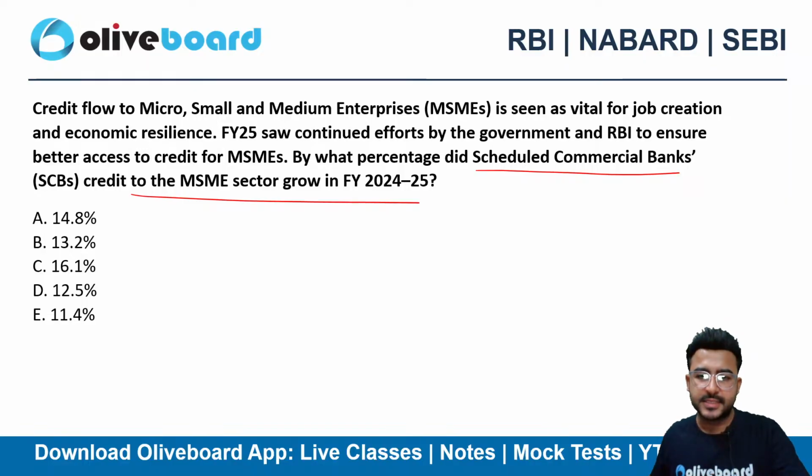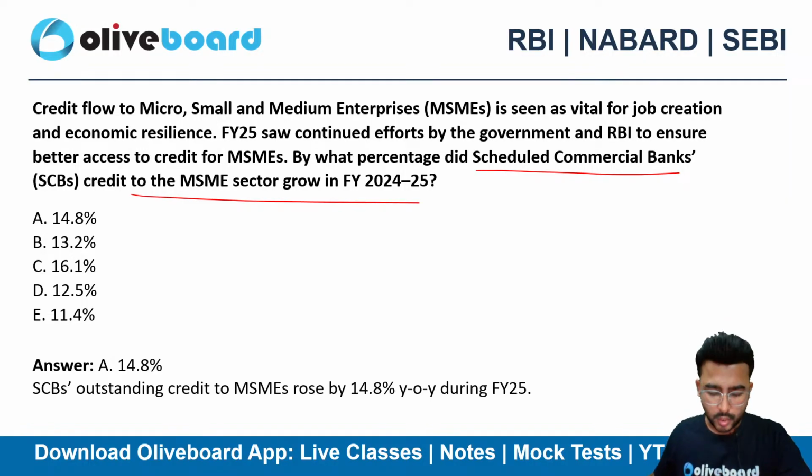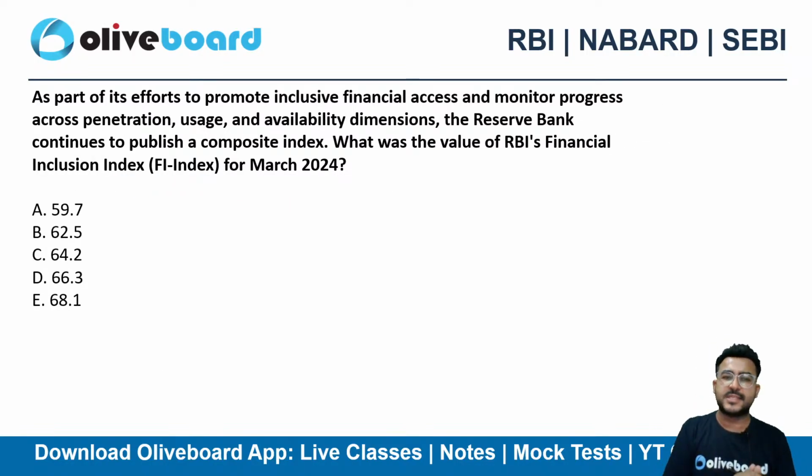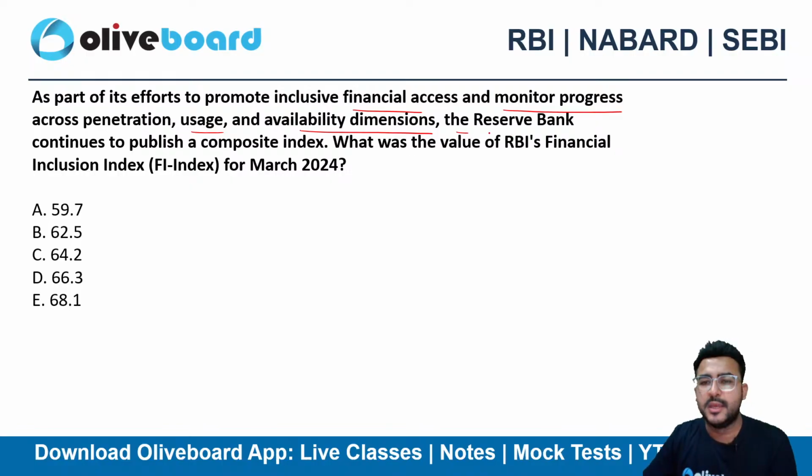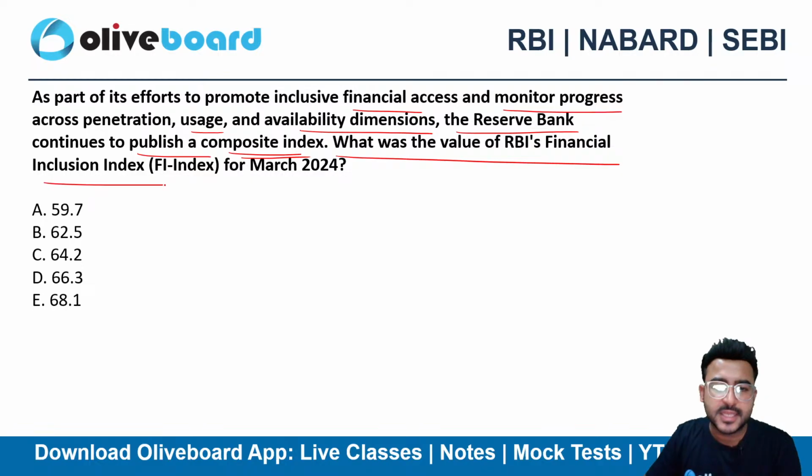Here the correct answer is option A, 14.8%. That is the year-on-year growth rate during financial year 2025. Next, as part of its efforts to promote inclusive financial access and monitor progress across the penetration, usage and availability dimensions, the RBI continues to publish a composite index. What was the value of RBI's Financial Inclusion Index as of March 2024?